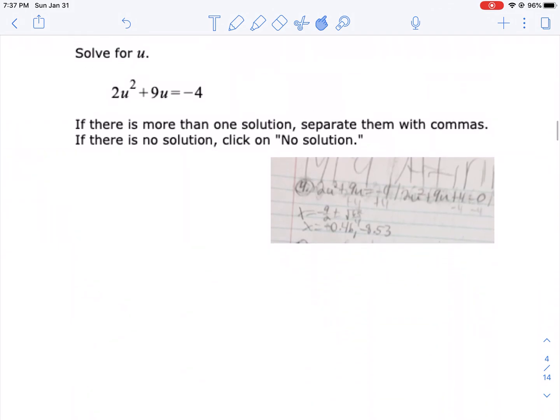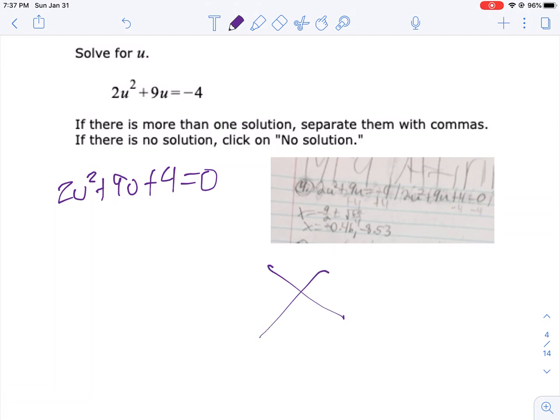Now let's take a look at this one. I don't know what you did there. I do like, we add 4 to both sides. That's right. So we have 2u squared plus 9u plus 4 equals 0. Now we're going to do what we did in chapter 8. We're going to factor that left side.